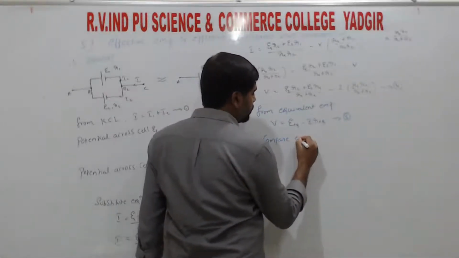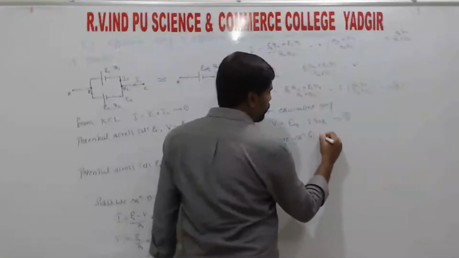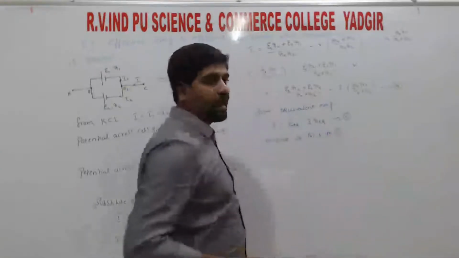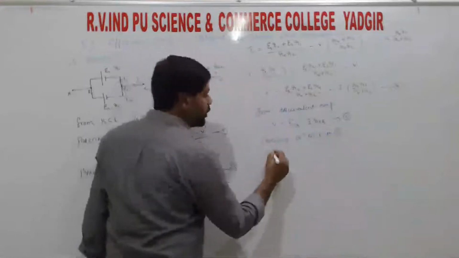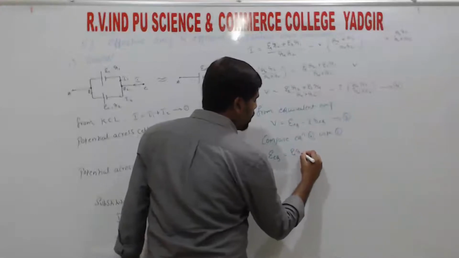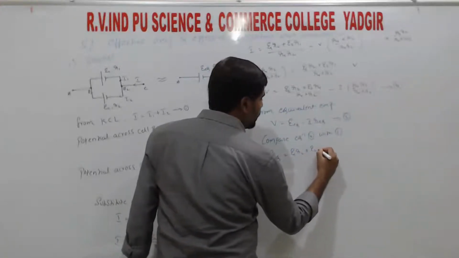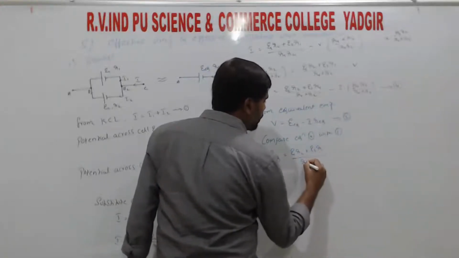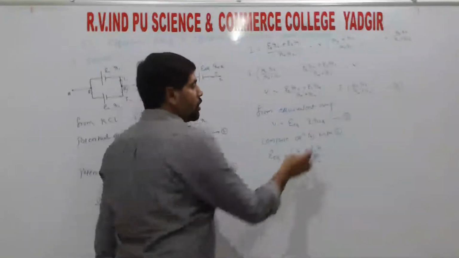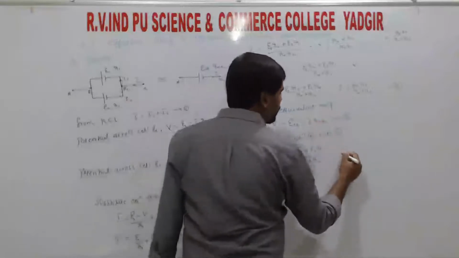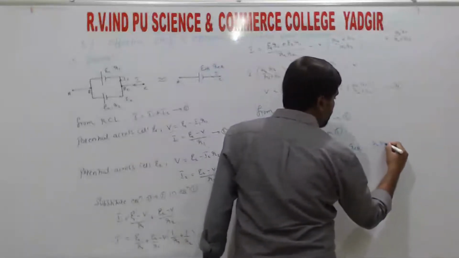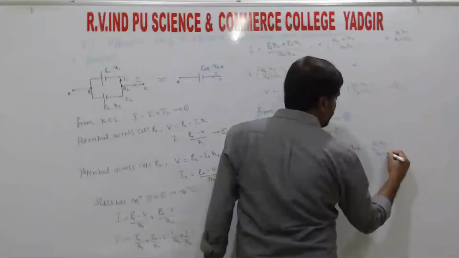Compare equation 4 with 5. On the LHS, V asterisk is there. On the RHS, in place of E equivalent, that is equals to E1 R2 plus E2 R1 divided by R1 plus R2, right? So again I asterisk is there. In place of R equivalent we have R1 R2 divided by R1 plus R2.